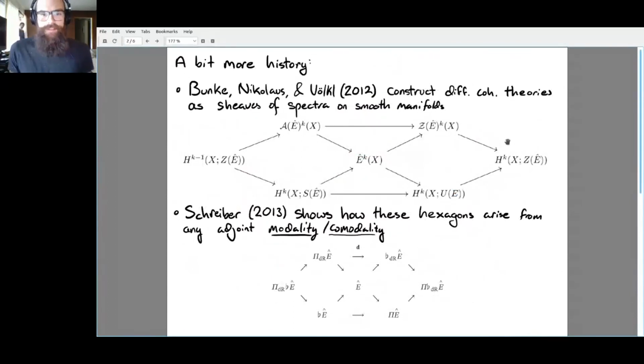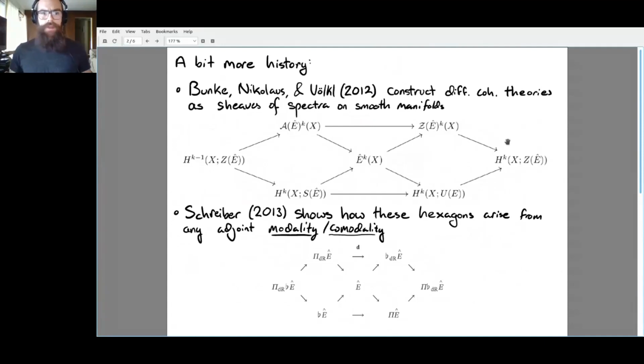Just a little bit more history, but now it's very recent history. Bunke, Nicolaus, and Völkl construct differential cohomology theories, and they give a general definition of differential cohomology, which includes other things than ordinary differential cohomology, like differential K-theory, and they construct them as sheaves of spectra on smooth manifolds. And they show that in this setting, you can always make a hexagonal diagram like the character diagram, where everything is built out of the spectra in the center that represents your differential cohomology theory by applying certain functors that are defined on smooth manifolds.